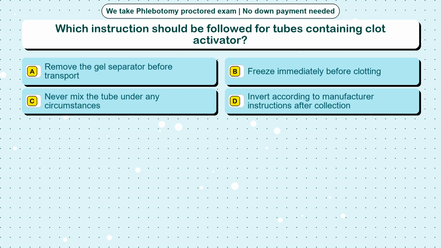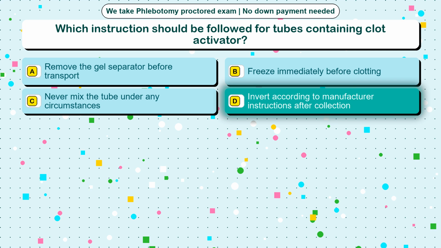Question 46. Which instruction should be followed for tubes containing clot activator? Option A. Remove the gel separator before transport. Option B. Freeze immediately before clotting. Option C. Never mix the tube under any circumstances. Option D. Invert according to manufacturer instructions after collection.